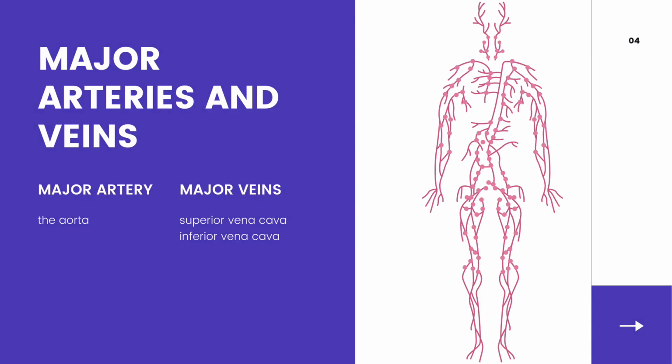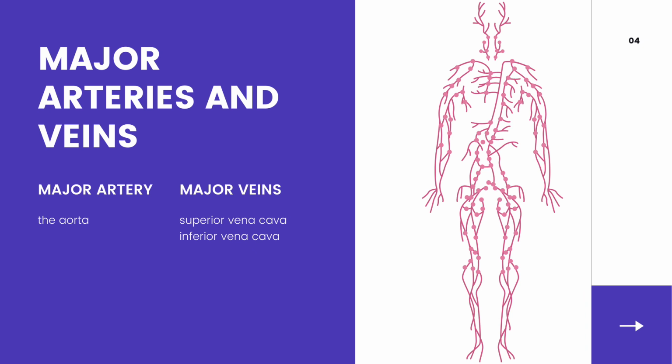Major arteries and veins. The aorta is the primary vessel that carries blood through the body's systemic circulation. It travels the length of the chest and abdomen before arriving at the pelvis, where it then divides into two separate arteries known as the iliac arteries.